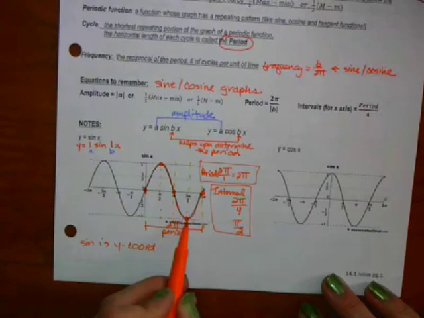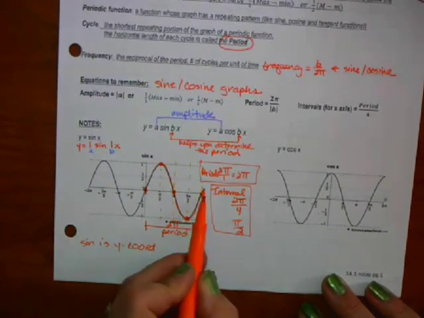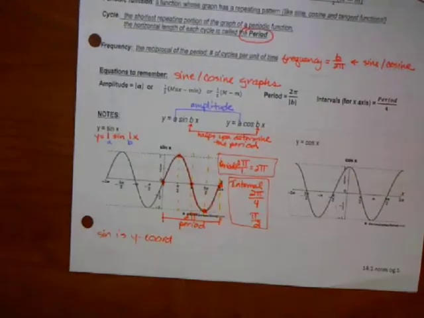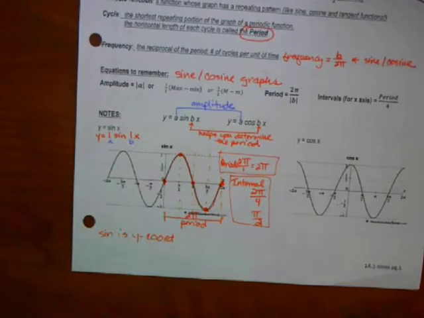At 3 pi over 2, the sine, or the y-coordinate, is negative 1. And at 2 pi, we're back to 0. We've gone all the way around the circle. That's where that comes from. That's where these points come from, right off the unit circle.